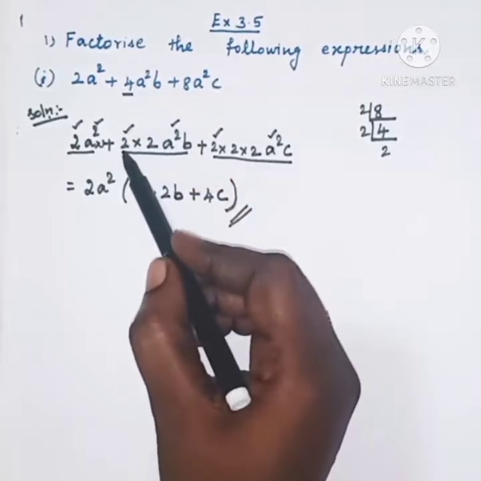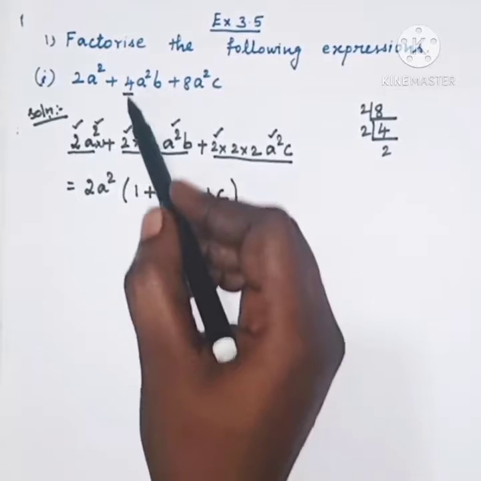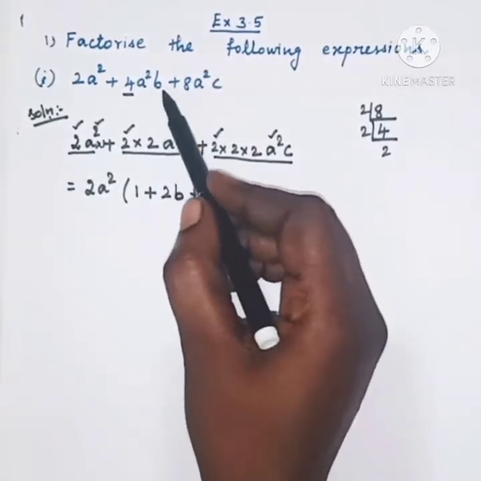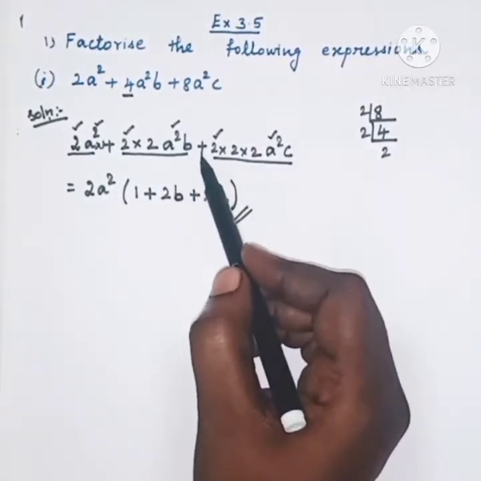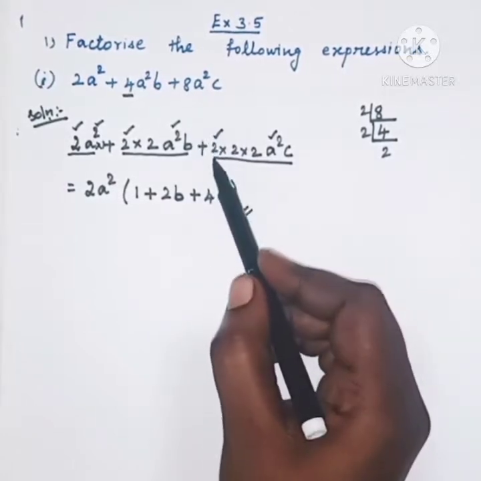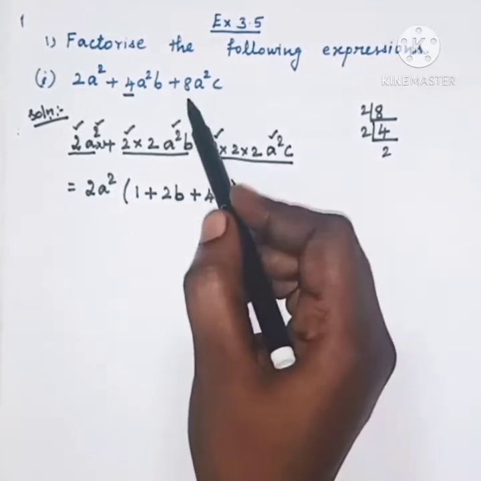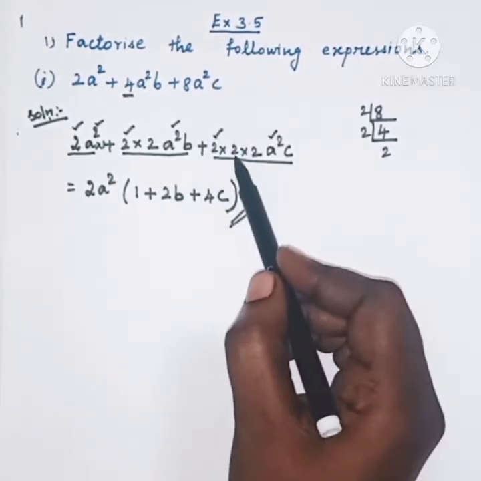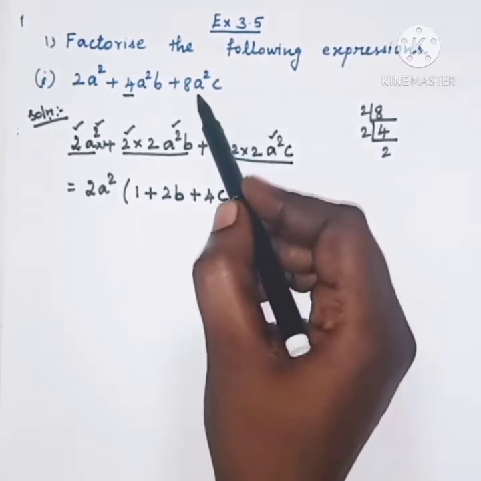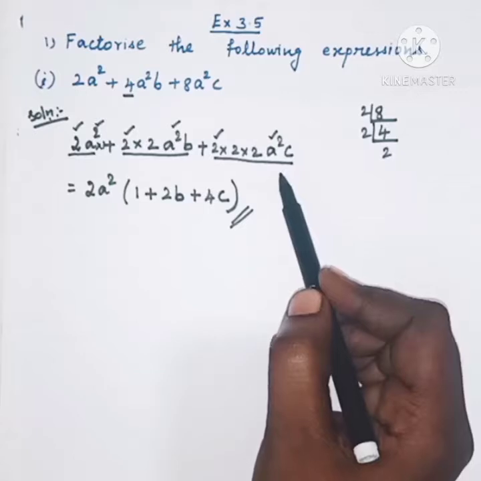4 can be written as 2 2s are 4. So 4 can be split into 2 into 2. Write the variables as it is, a square into b. Plus, the third term 8 can be written as 2 into 2 into 2. 2 2s are 4, 4 2s are 8. The remaining variables are a square into c. Write those variables as it is.